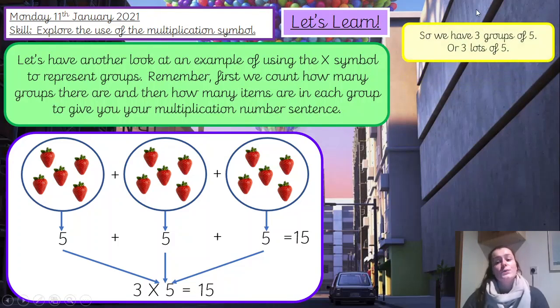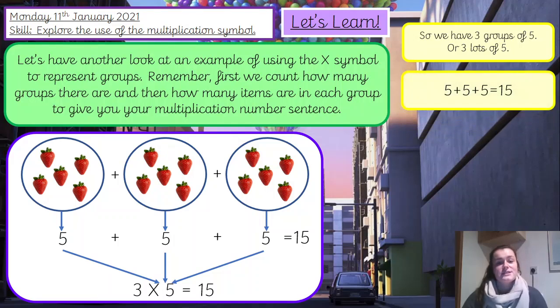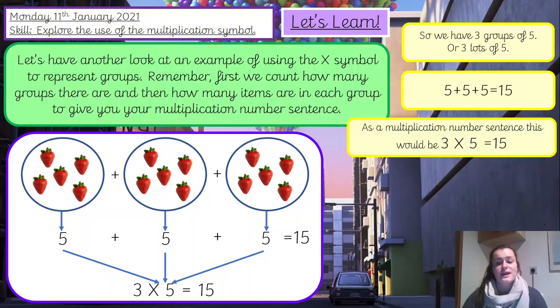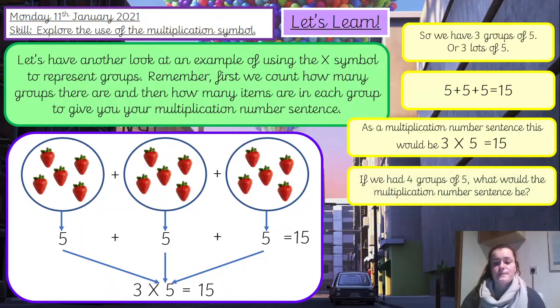Okay, so just to repeat what we've just done, we have 3 groups of 5 or 3 lots of 5. So the repeated addition number sentence would be 5 add 5 add 5 equals 15. As a multiplication number sentence, this would be 3 times 5 equals 15, or 3 multiplied by 5 has a total of 15. Okay, so as a challenge now, if we had 4 groups of 5, what would the multiplication number sentence be? So pause the video and have a chat with whoever you're with.